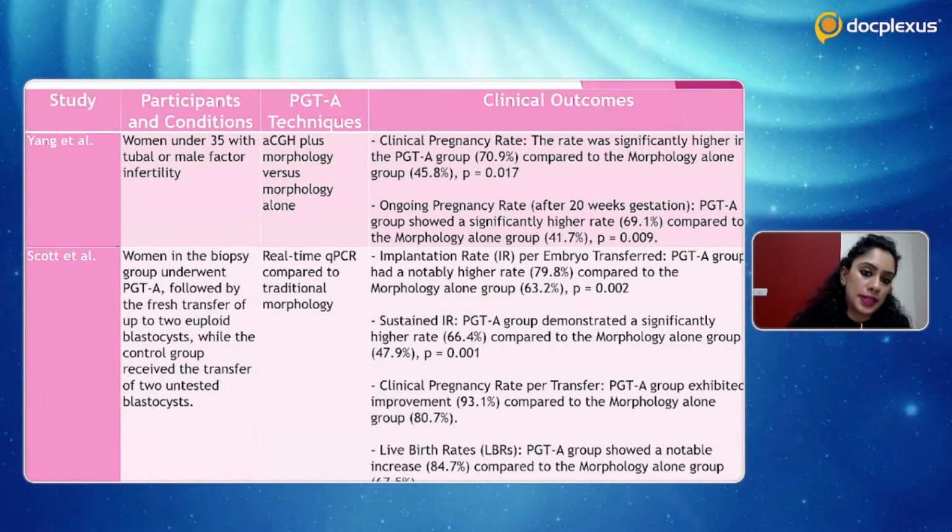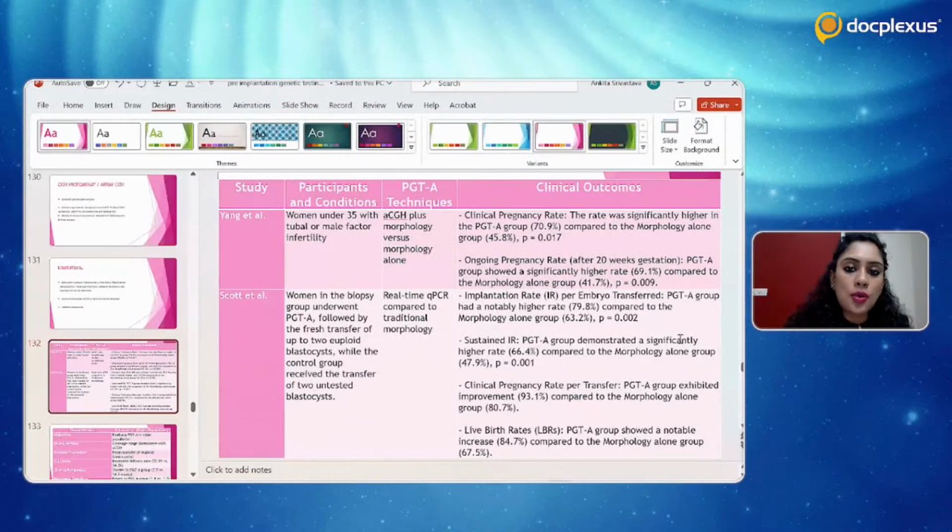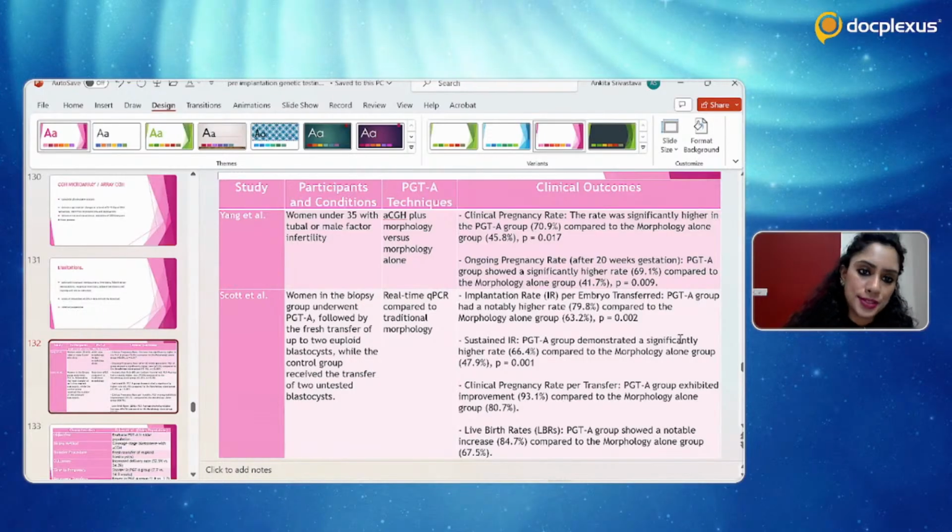So the signal cannot pick it up. Okay, so now we see the PGTA techniques and how it has been studied by various groups.